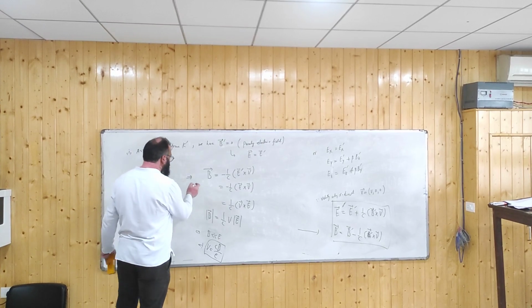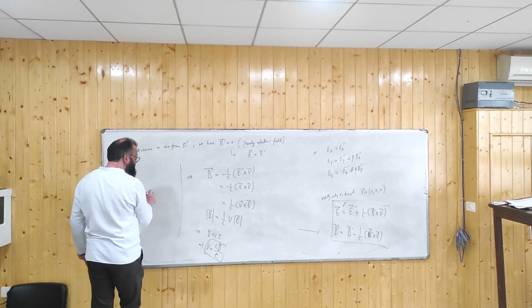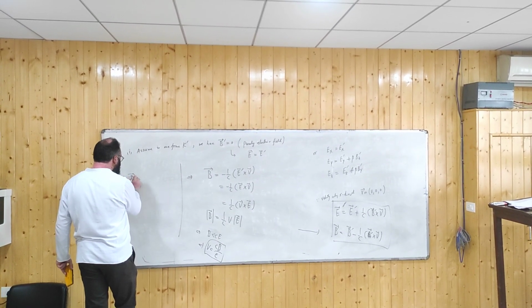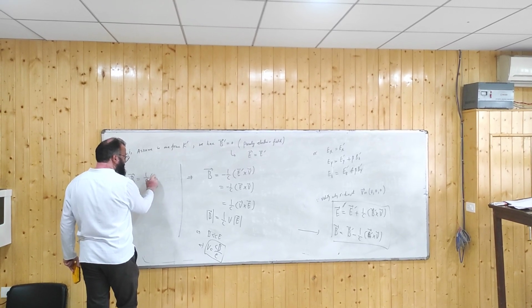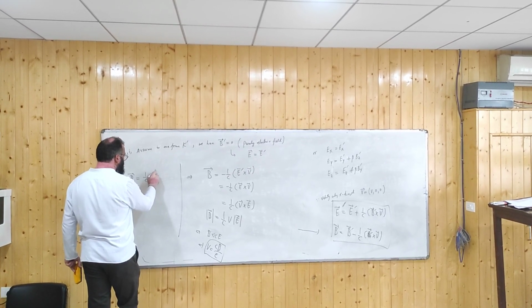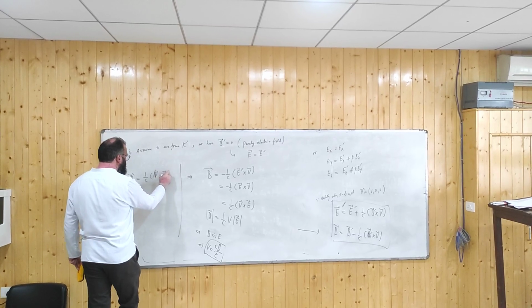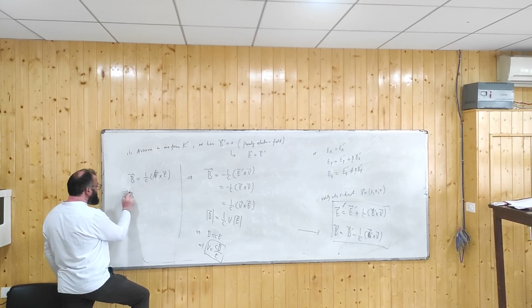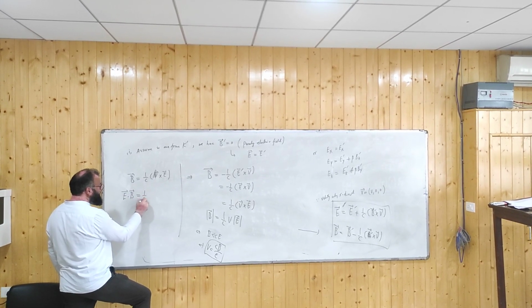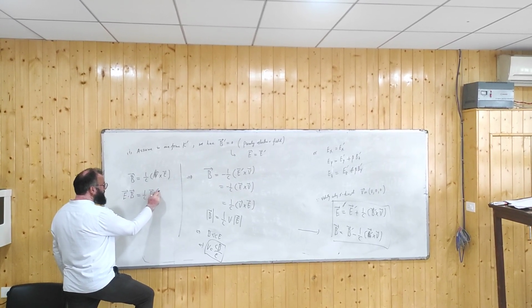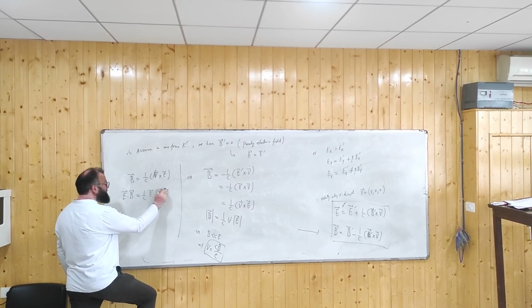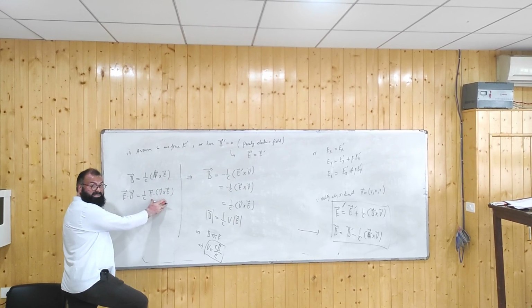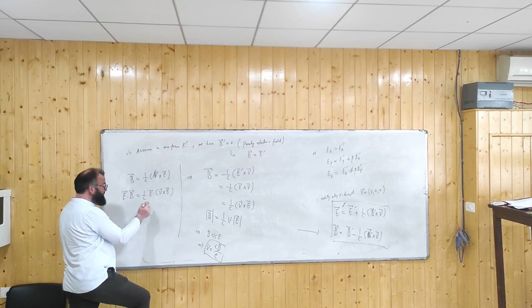Okay, now let me take again this very relation. B is equal to 1 by C, V cross E. Let's make a dot product with E. So E dot B is equal to 1 by C, E dot V cross E. Now tell me, what is this triple product equal to? 0, because two vectors are the same.